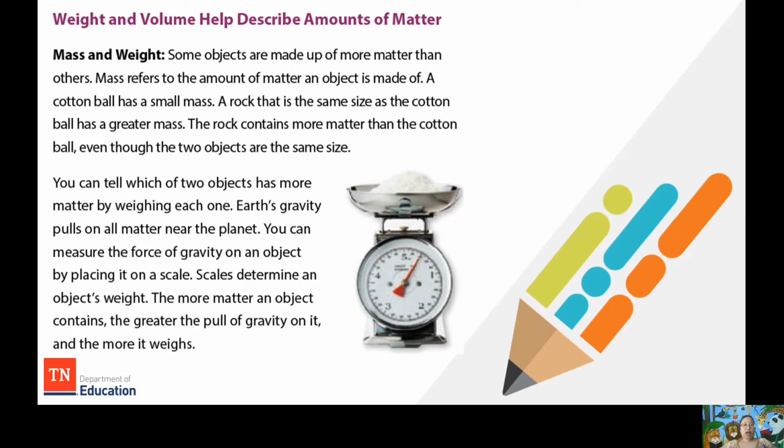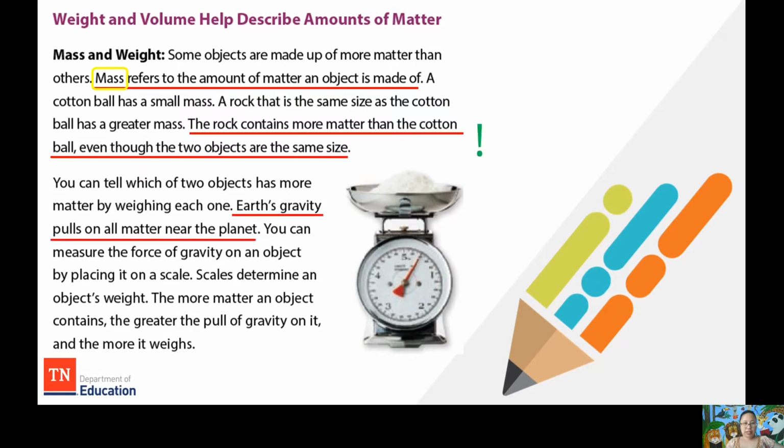You can tell which of the two objects has more matter by weighing each one. Earth's gravity pulls on all matter near the planet. You can measure the force of gravity on an object by placing it on a scale. So here is the scale, and when I put things on it, it can tell me how much it weighs or how much mass it has.